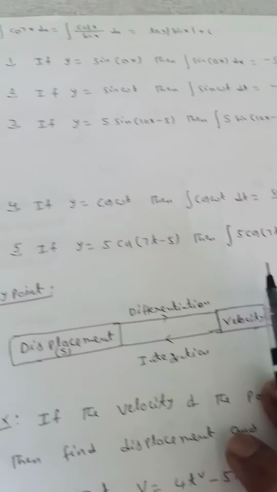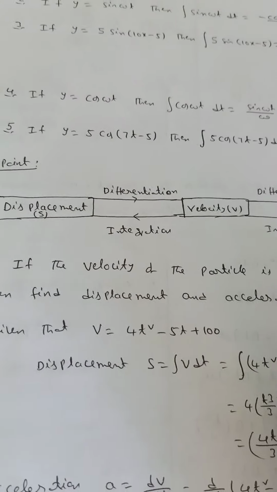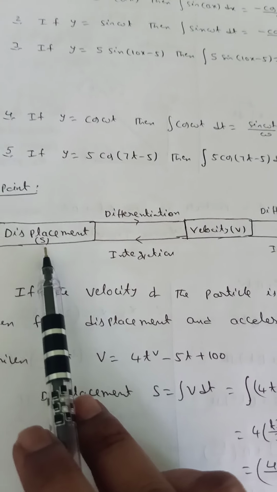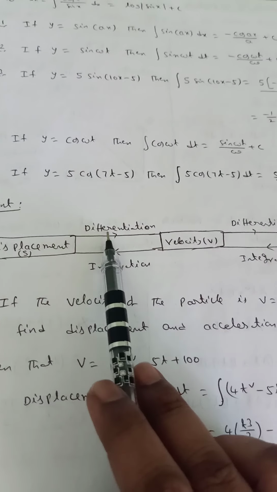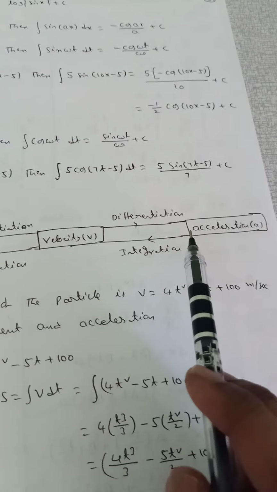And now the key point: the displacement differentiation is called velocity, that means v is equal to ds by dt. Velocity differentiation is called acceleration.